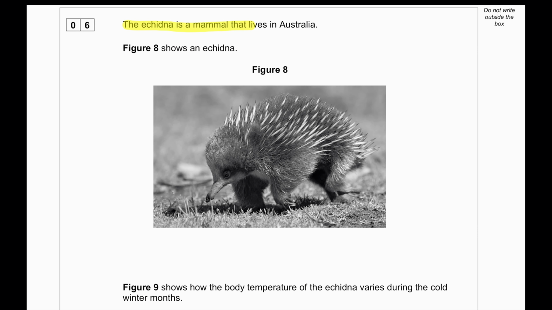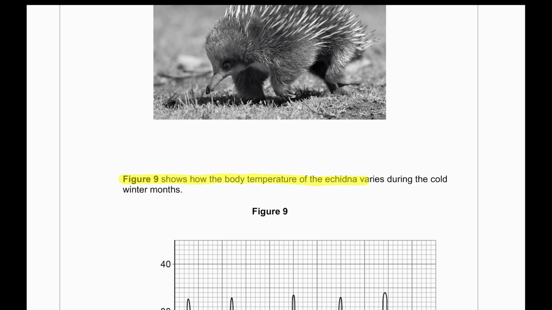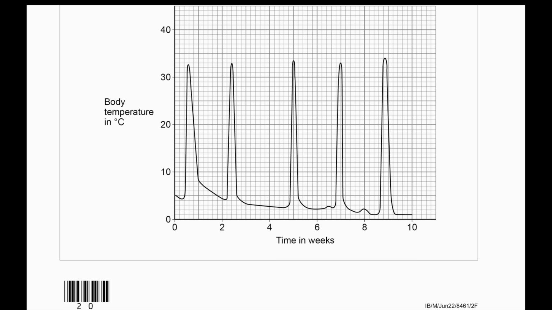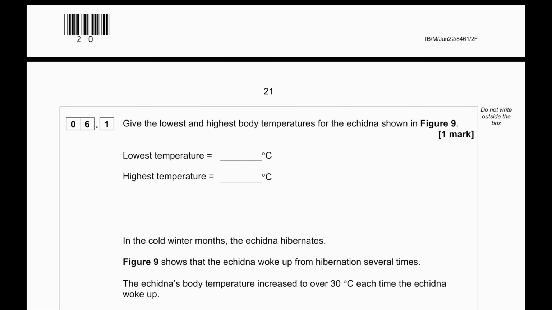The echidna is a mammal that lives in Australia. Figure 8 shows an echidna. Figure 9 shows how the body temperature of the echidna varies during cold winter months. So we can see body temperature rises a maximum of 34 degrees Celsius, and a lowest of 1 degree Celsius. Give the lowest and highest body temperature for echidna shown in figure 9. So the lowest body temperature is 1 degree Celsius and the highest body temperature is 34 degrees Celsius.